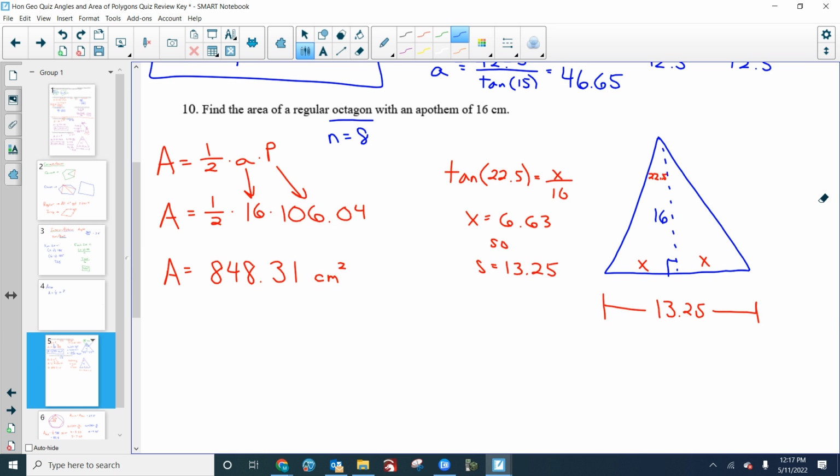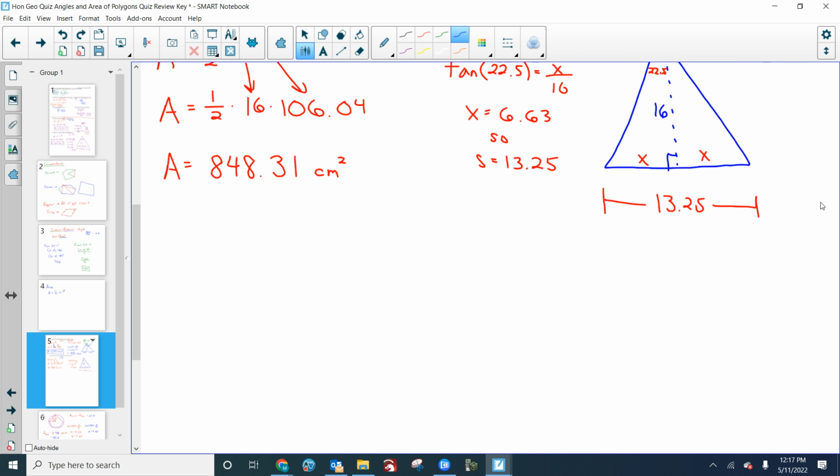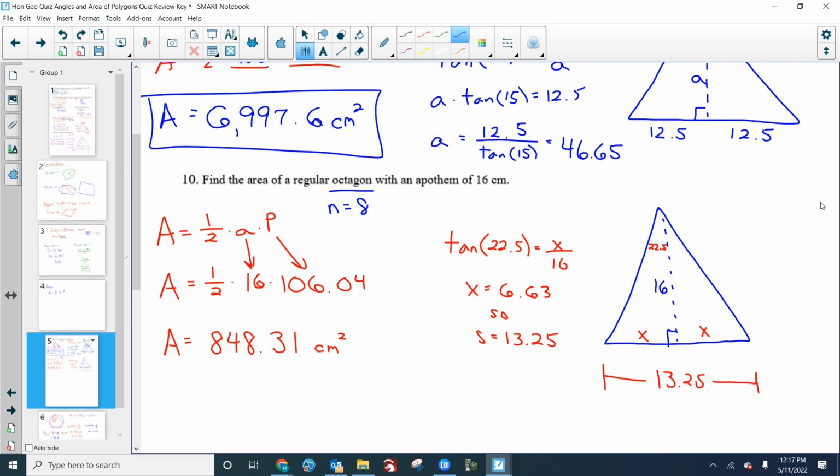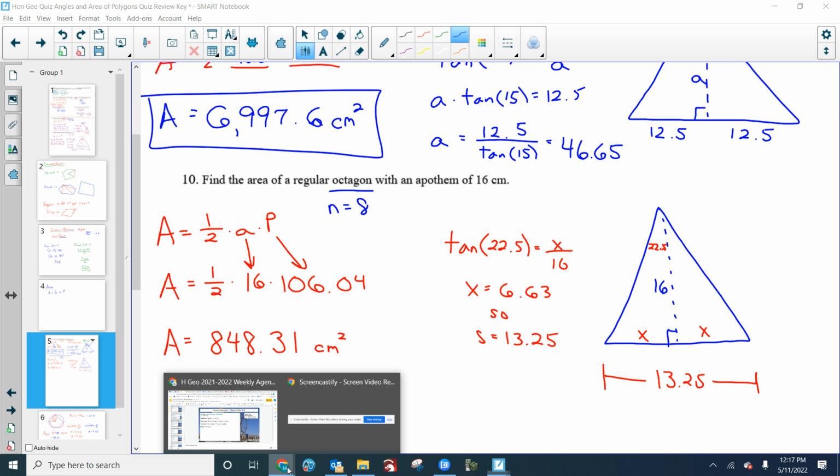Also, on the quiz tomorrow, you're going to be asked to round to the nearest tenth, so 1 decimal place. So if you want to practice that, probably a good idea.